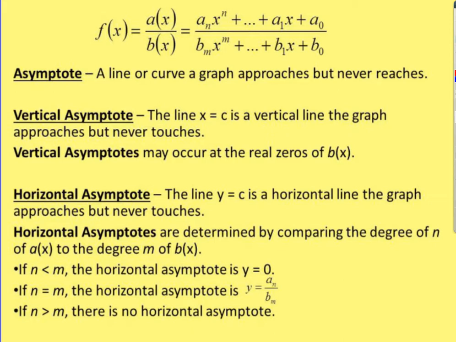If the numerator and denominator have the exact same degree, we're going to have a horizontal asymptote at y is equal to a sub n over b sub m. Remember, a sub n is your leading coefficient for your numerator, and b sub m is your leading coefficient for your denominator. And in the case where n is greater than m, the degree of the numerator is larger than the degree of the denominator, there will be no horizontal asymptote.